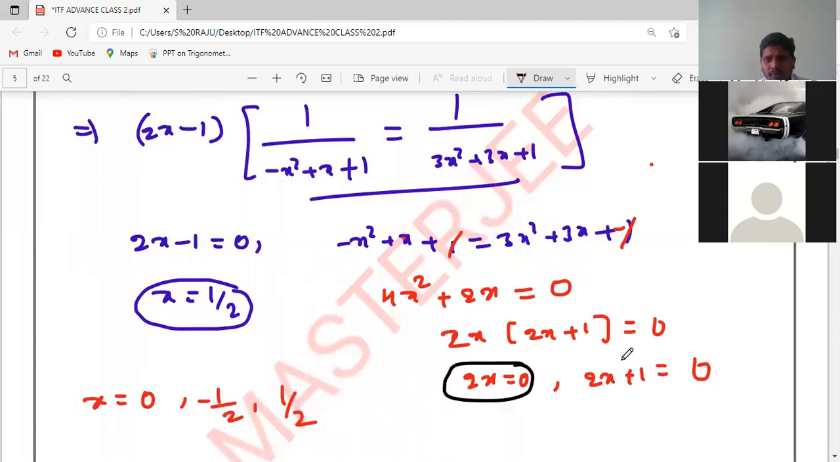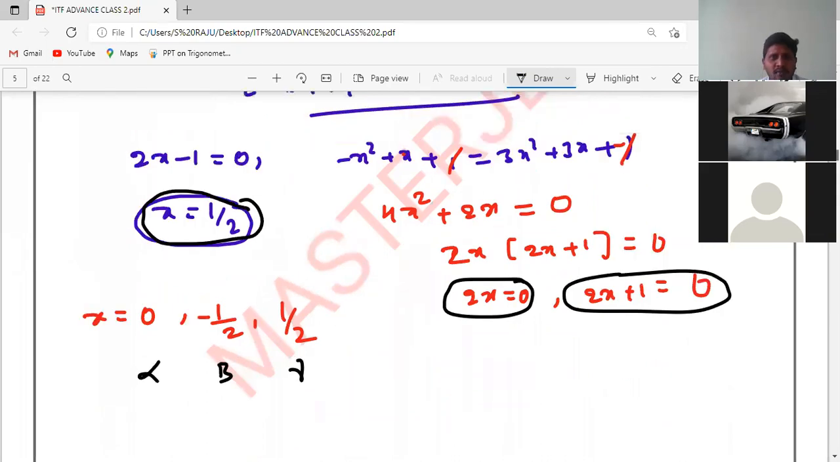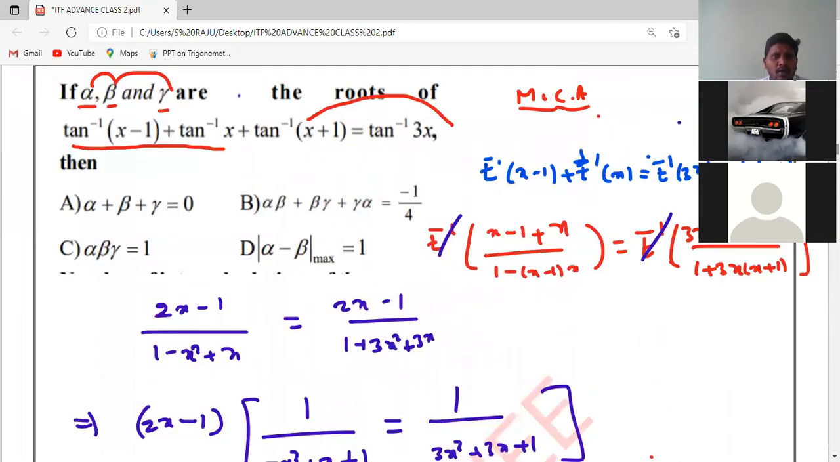See here, this is 0, here minus 1 by 2. Already here we got plus 1 by 2. These are the three roots of the given equation. Let us take alpha, beta, gamma.